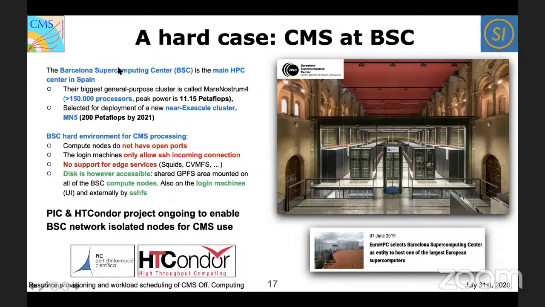It's a big machine in Spain. It's the biggest machine in Spain. It's going to be funded to approach the nearest exascale cluster in a year, principally. And the main point is that it's a very hard environment because many of the elements of communication that are needed for a pilot to work are basically closed, shut down. So we need to find alternatives, and we have been working, the PIC team, of which I am part, and the Condor team, on a project to enable network isolated nodes to be incorporated into a pool for CMS use.